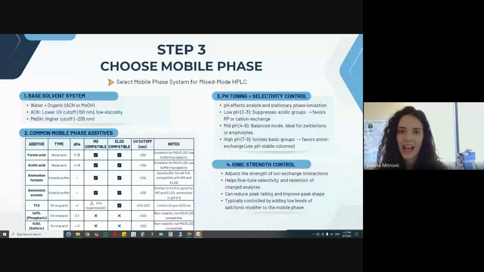For example, if you plan to use mass spec, volatile acids and buffers like formic acid or ammonium formate are preferred. And when starting method development, always start with a simple mobile phase, like water acetonitrile 70 to 30 with 0.1% formic acid. Then adjust pH or buffer strength, or switch to another additive as needed based on your analyte's behavior. So this table is just a quick reference to help you choose the right mobile phase additive for your method, balancing separation efficiency as well as detection compatibility.